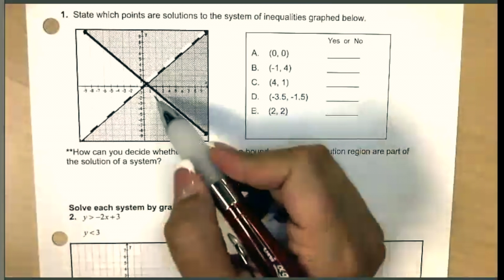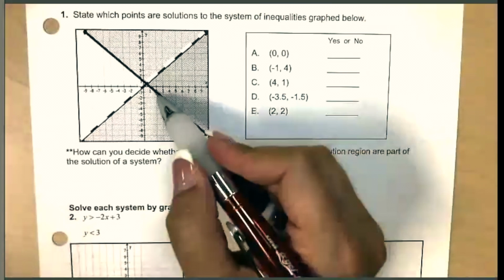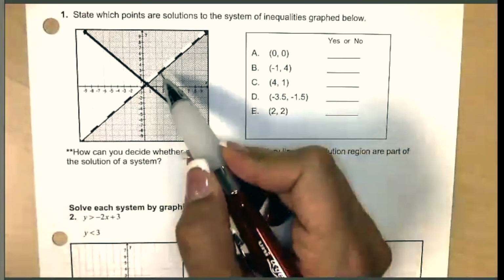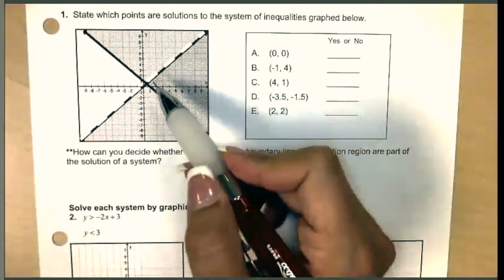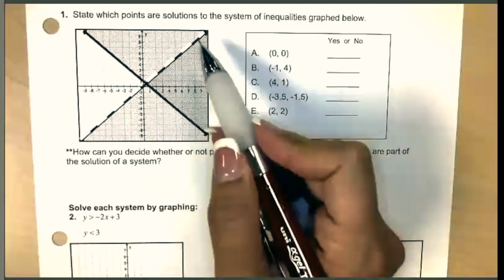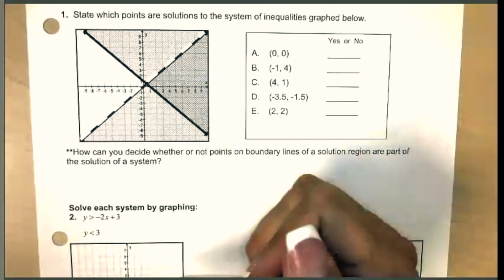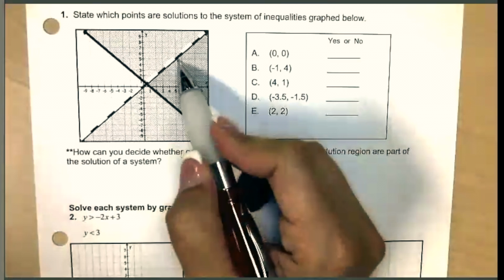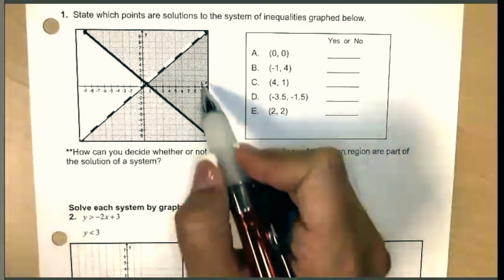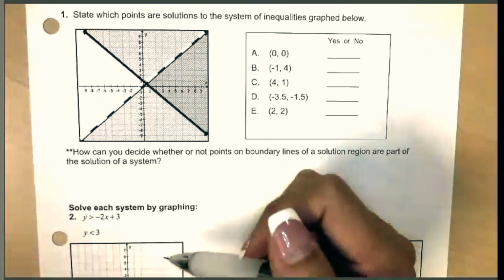When it is a solid line, those points that are on that solid line are solutions as well. The ones that are on the dotted line or dashed line are not solutions. Remember, a dashed line comes from when there is not an equal sign, so it can't be equal to those points on the line. So solid line, yes, solution. Dashed, no, not a solution. Double shaded, yes, a solution. Single shaded, not a solution to the system of equations.